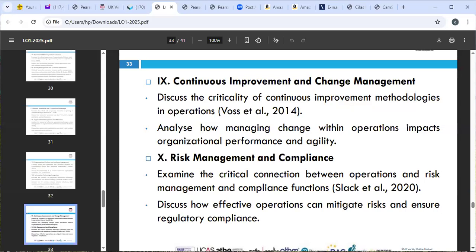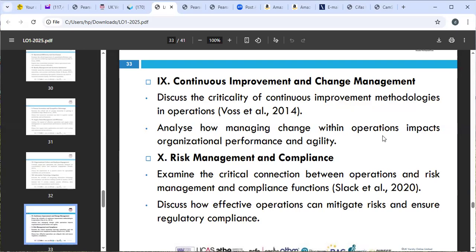Okay. Analyze how managing change with operations impacts organizational performance. And then, once you introduce change, there's always a need for people to adapt. So change management is very key. Okay. Risk management and compliance. Discuss how effective operations can mitigate risks and ensure regulatory compliance. Examine the critical connection between operations and risk management and compliance functions. Okay. Very, very important. We need to look into all that.